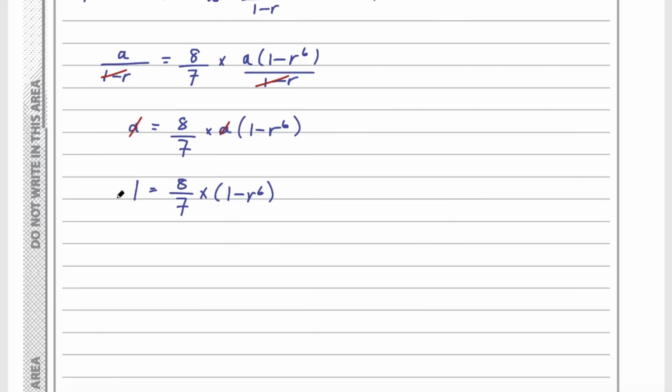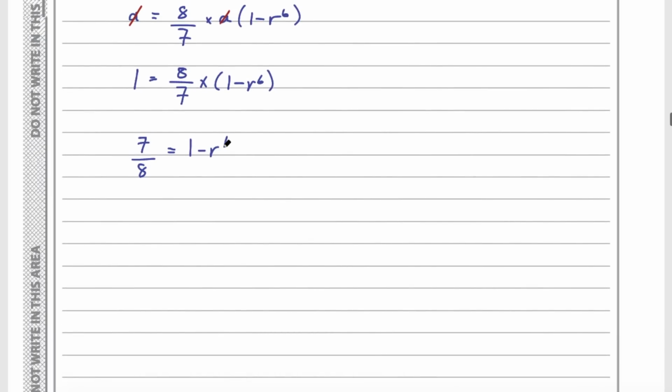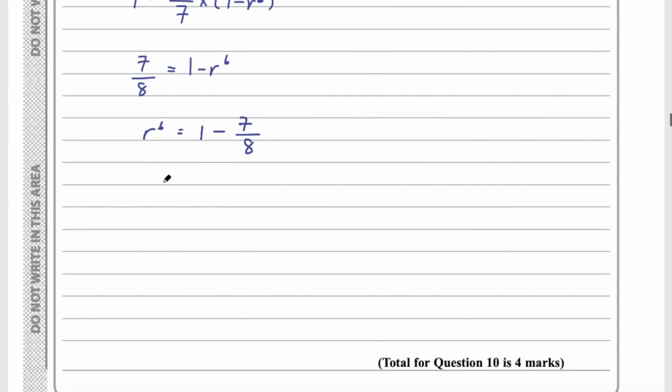Then we could take this fraction over to the left hand side, so it will flip itself around because we multiply by 7 divided by 8. So this will be 7 over 8 equals 1 minus r to the power 6. And we're almost there. Next, we want a positive r to the power 6. That'll make it easier to work out what r is. So to get that positive r to the power 6, take that over to the other side, bring that 7 over 8 over this side, and you'll have r to the power 6 equal to 1 minus 7 over 8. And then, 1 minus 7 over 8, that's 1/8. So r to the power 6 equals 1/8.